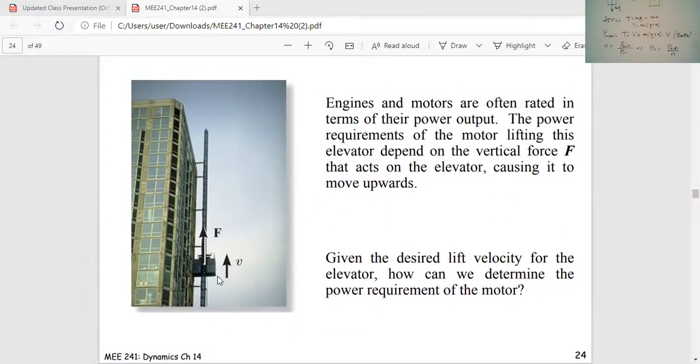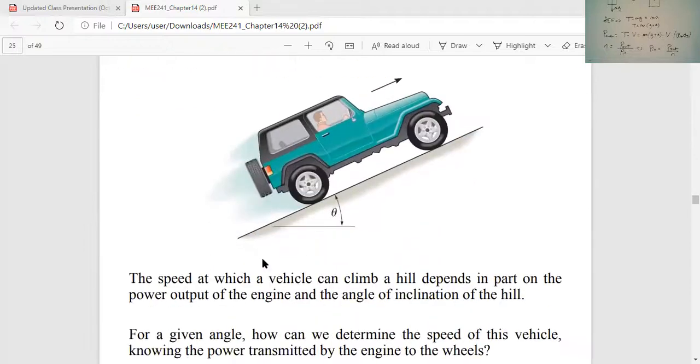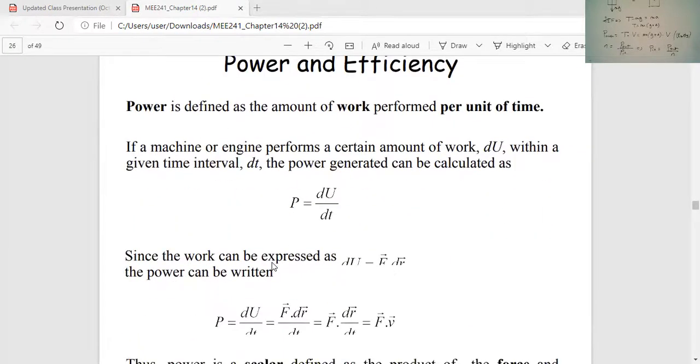This is an example of an elevator, right? You are pushing an elevator with a force F, and that force F is not only equal to the weight, it's equal to the weight in addition to the inertial force needed to accelerate that elevator, right? And the power is going to be equal to F times V. Pretty basic. All right, so this is a derivation, which I already described.